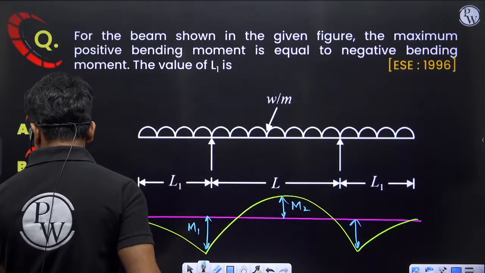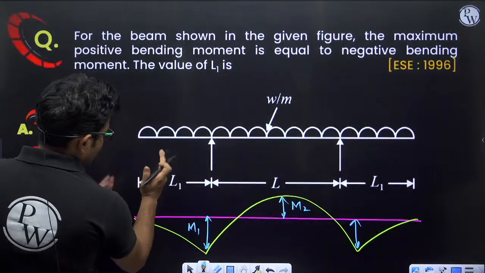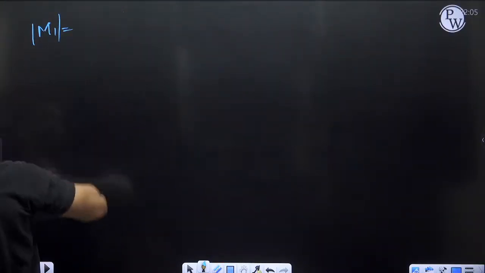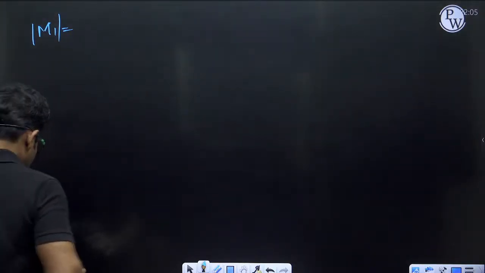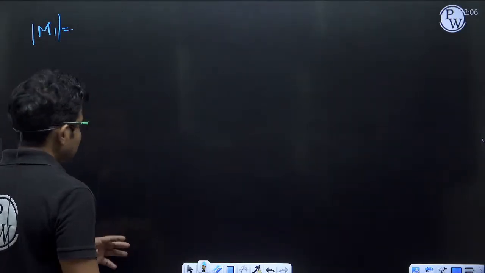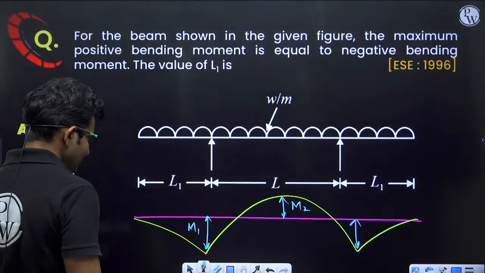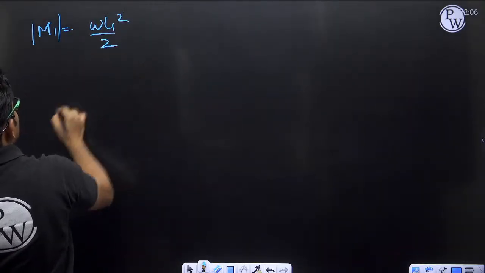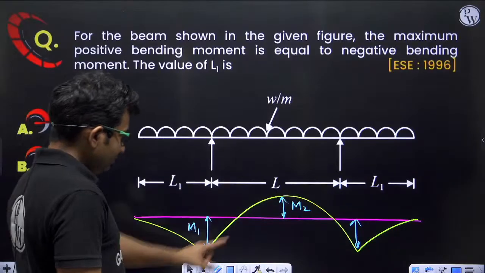So the value of M1 will be equal to W L1 square by 2. I'm talking about magnitude only. No need to consider the direction or the sign convention. I'm just considering the magnitude. So the magnitude of M1 will be W L1 square by 2, and the magnitude of M2 will be the maximum positive.